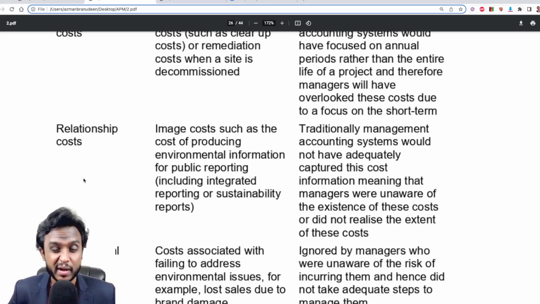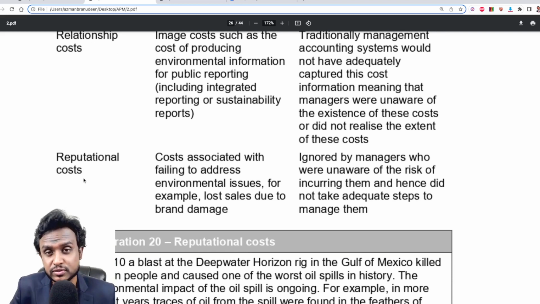And finally, reputational cost. It's the cost associated with failing to address environmental issues. For example, lost sales due to brand damage. So for example, I can tell you that the British Petroleum incident, I think it wiped off about $3 billion of their company net worth overnight after the incident happened.